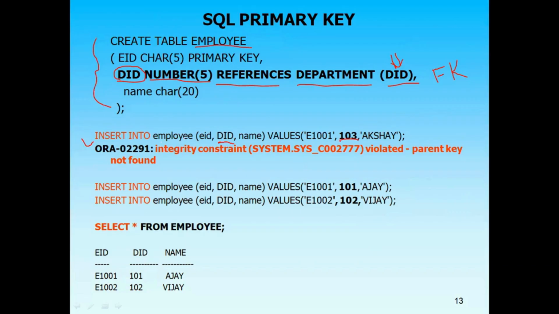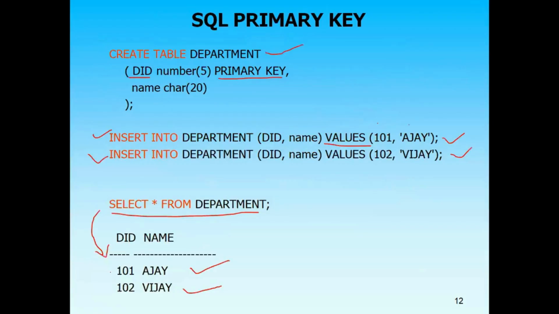So here I'm inserting a record into the employee table, and the values I am inserting are the employee ID, the department of that employee, and the name of the employee. Here Akshay is the name of the employee, 103 is the department, but this department does not exist in the department table, right? So what will happen when you try to insert this record into the employee table? My server will give you an error: parent key not found in the parent table, right? So here the integrity constraint is violated, right? And which constraint is violated here? Parent key not found, because department 103 does not exist in the department table.